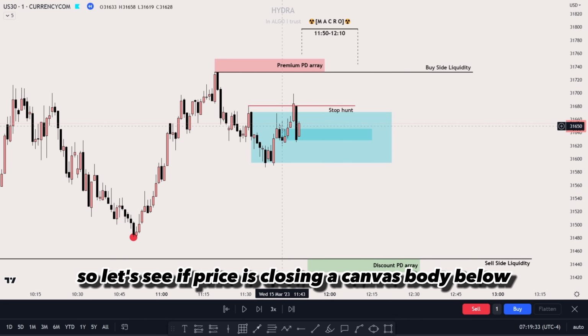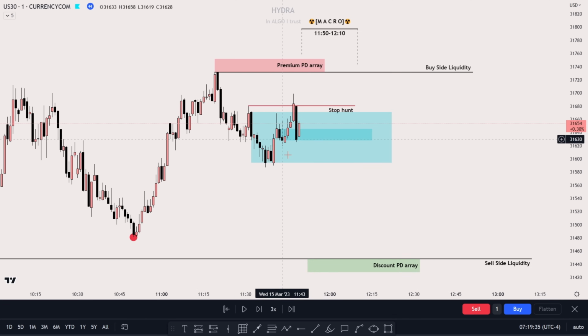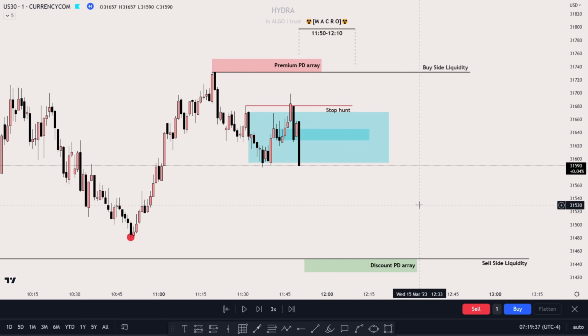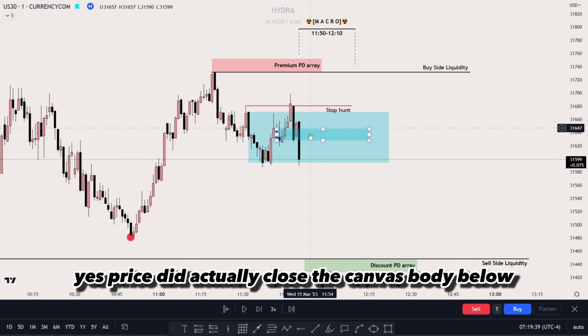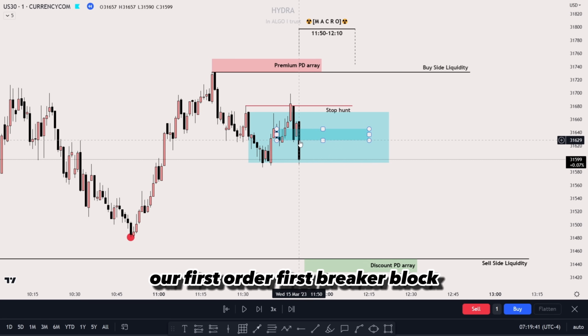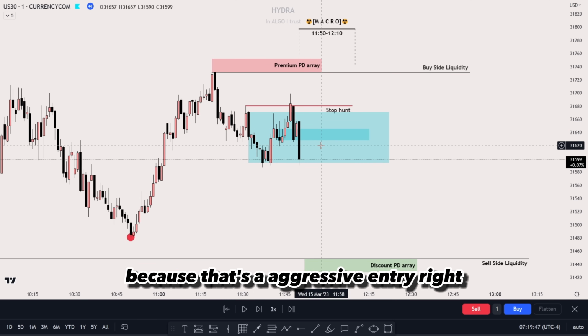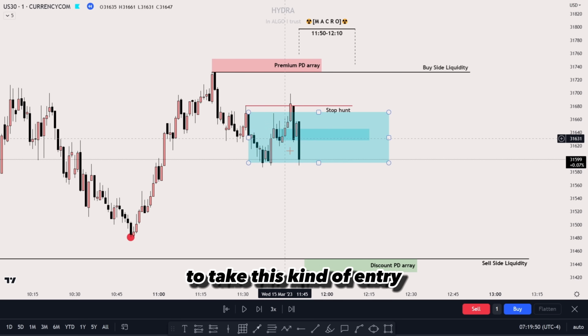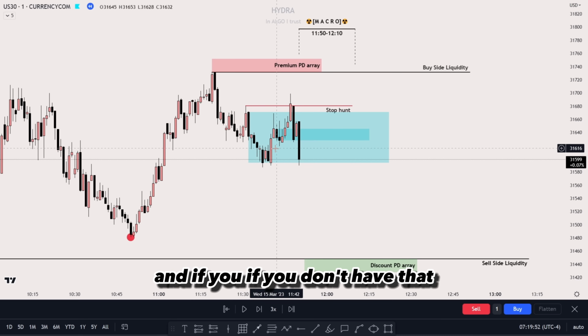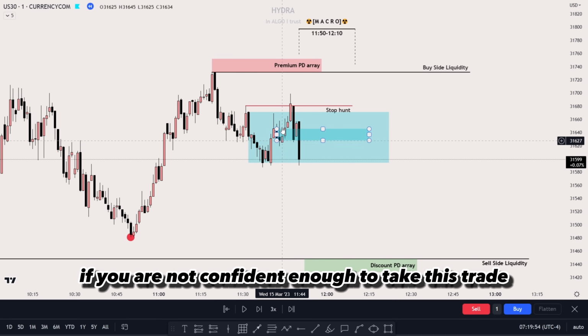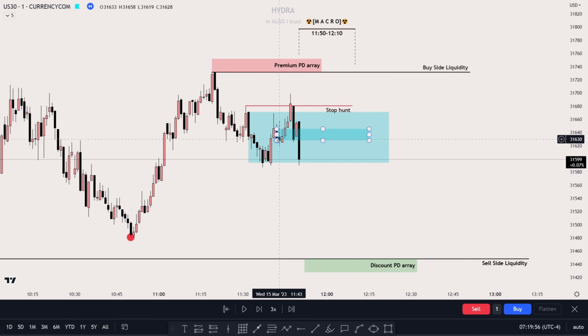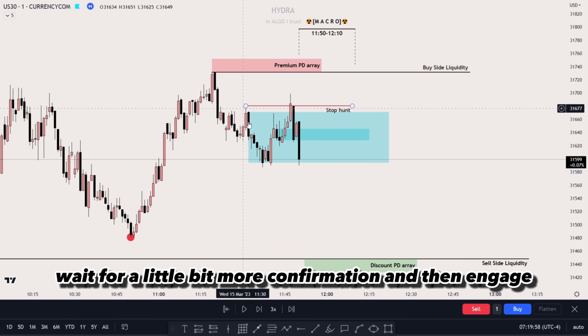So let's see if price is closing a candle's body below our first breaker block. Yes, price did actually close the candle's body below our first breaker block, but I won't take it as an entry because that's an aggressive entry, right? To take this kind of entry requires experience, and if you are not confident enough to take this trade, just don't take it. Wait for a little bit more confirmation and then engage.